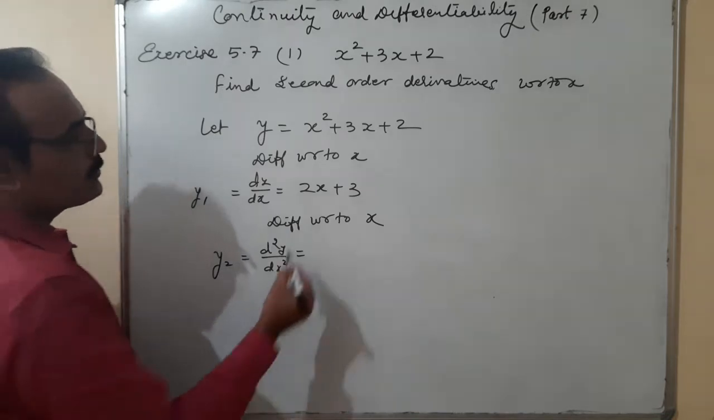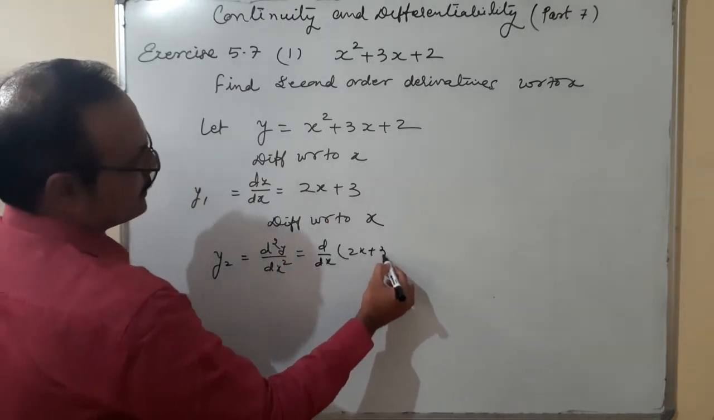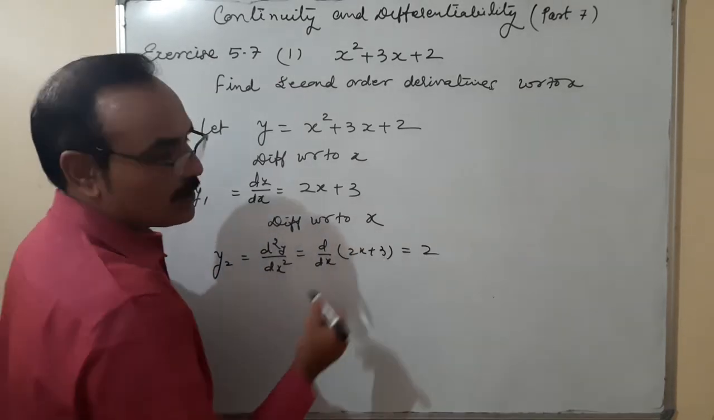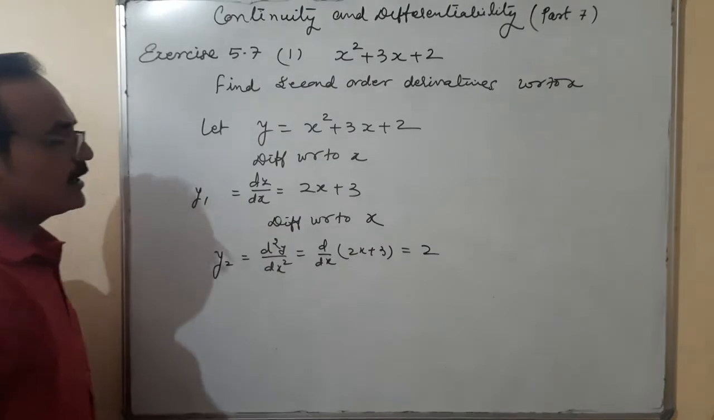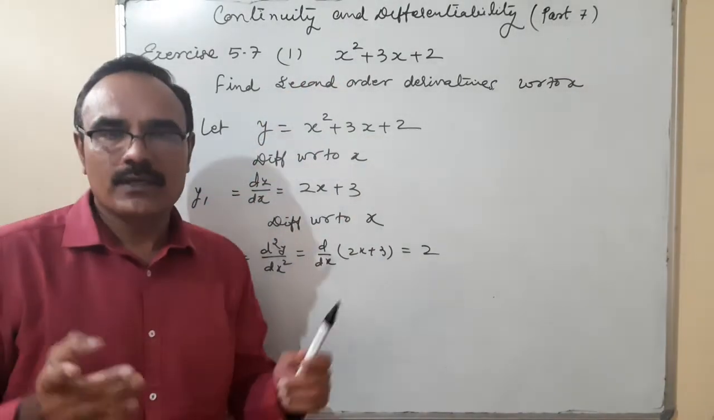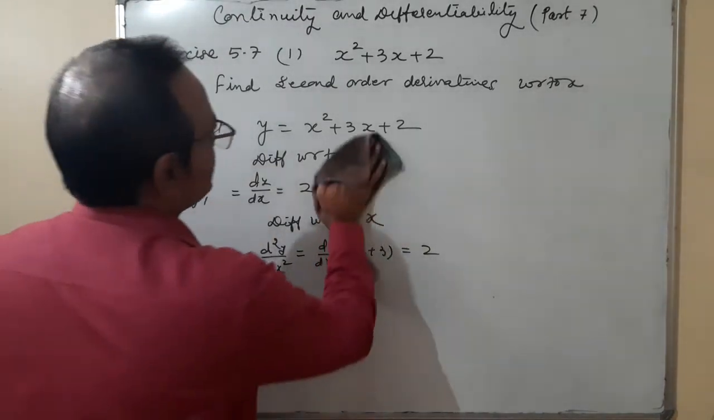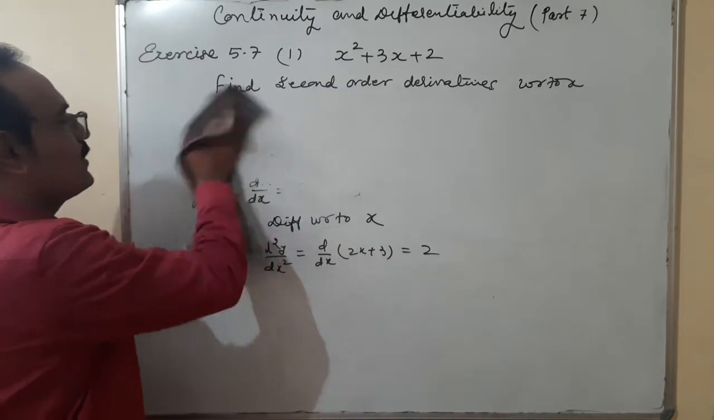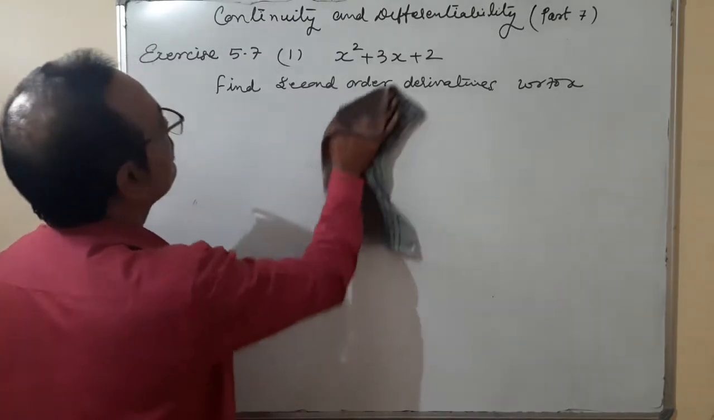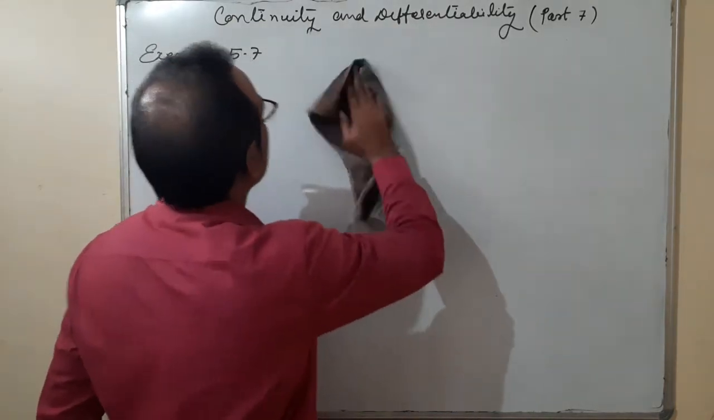Now when we differentiate dy by dx, 2x plus 3, what is the result? Differentiation of 2x is 2 and differentiation of the constant term is 0. So the second order derivative of x square plus 3x plus 2 will be 2. This is the procedure for solving the questions of second order derivatives from 1 to 10. Let me see another question.